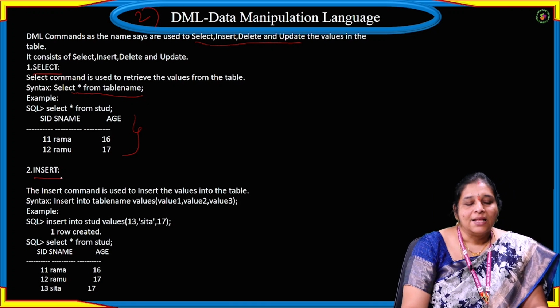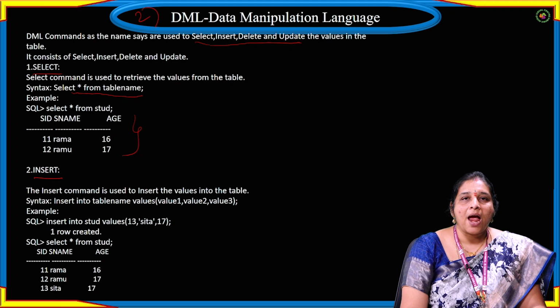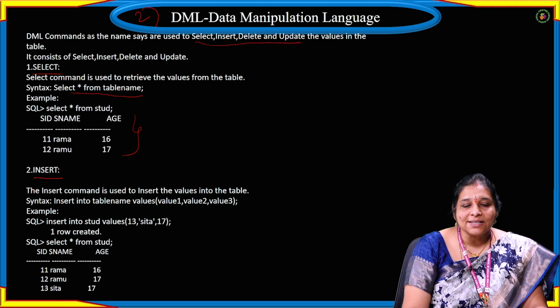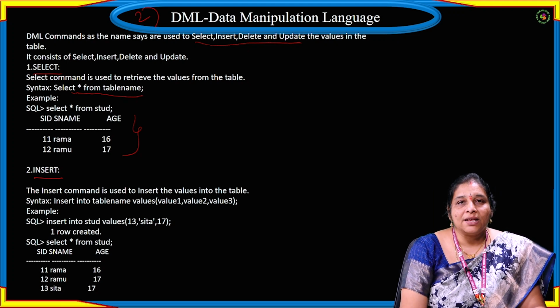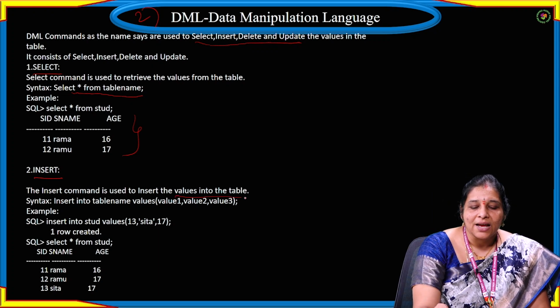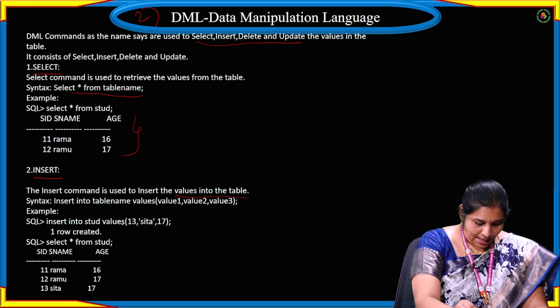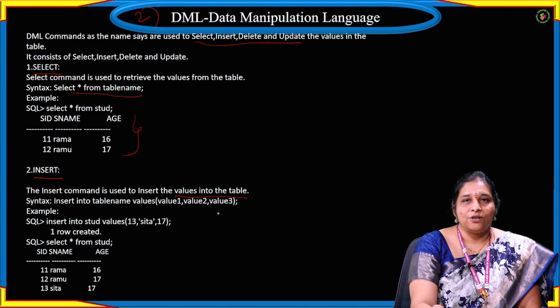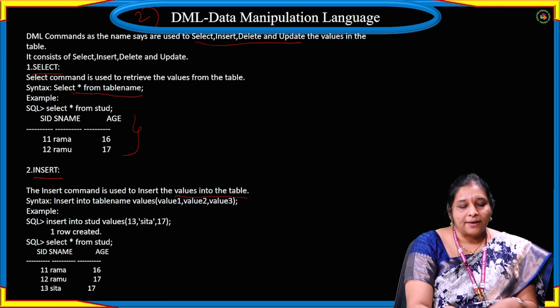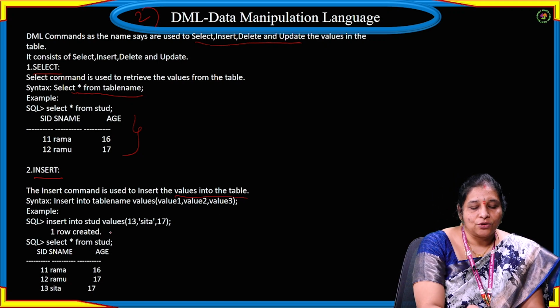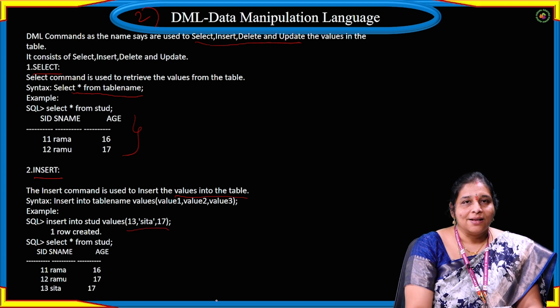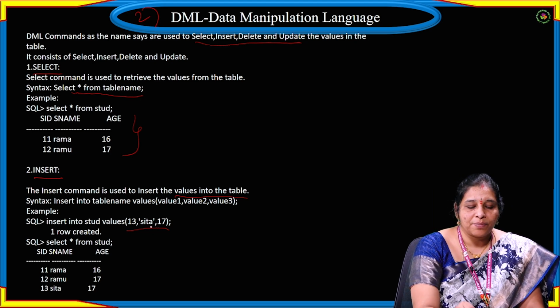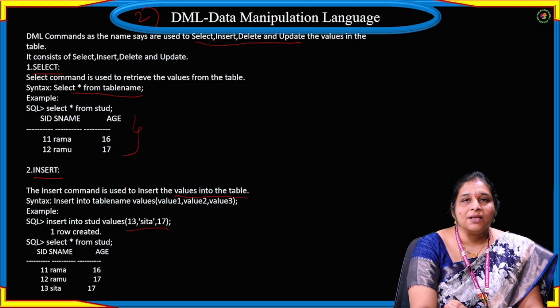Next one, insert. The insert command is used to add rows. It is used to insert the data of the student, the values into the table. The syntax is insert into table name values, value 1, value 2, value 3, and so on up to value n. The example is insert into student values 13, 'Sita', 17. The character string type must be represented in single quotes, which is why I have represented Sita in single quotes.